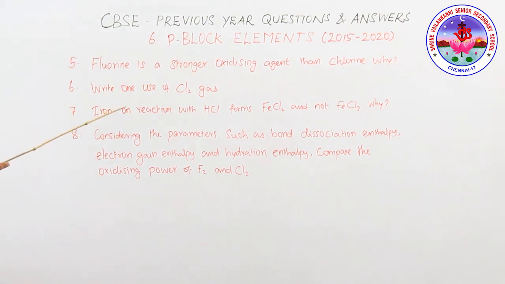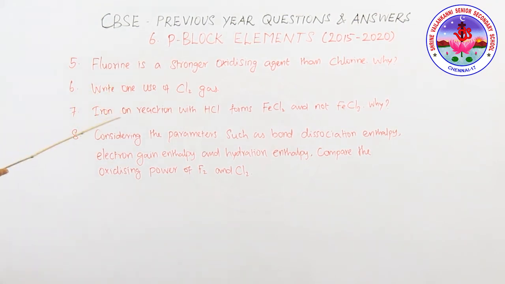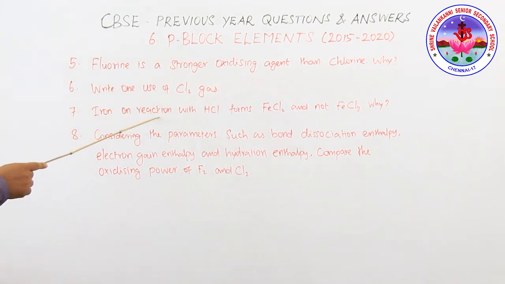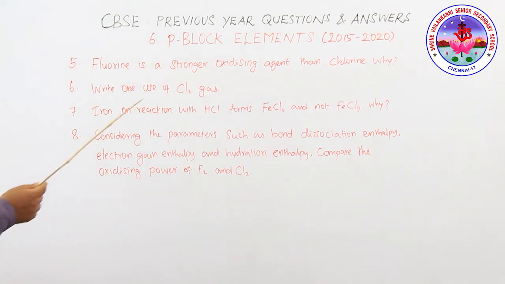So the reason is Fe reacts with HCl to form FeCl2 and hydrogen gas. The evolved hydrogen gas prevents the formation of ferric chloride. So this is the reason, production of the hydrogen gas.